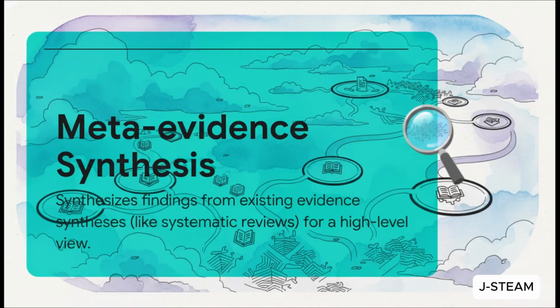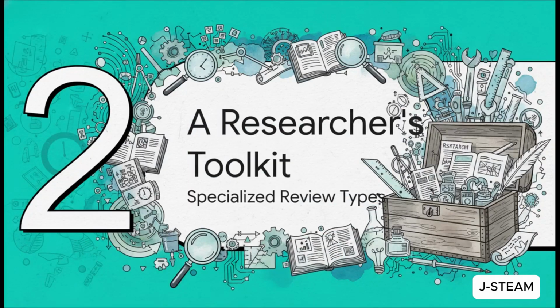And finally, let's zoom all the way out to the 30,000-foot view. Meta-evidence synthesis is literally a review of reviews. It takes syntheses that are already done and pulls them all together to give you that super high-level bird's-eye summary. We'll actually see this in action later with a tool called the umbrella review. All right, so those are the 5 big strategies.